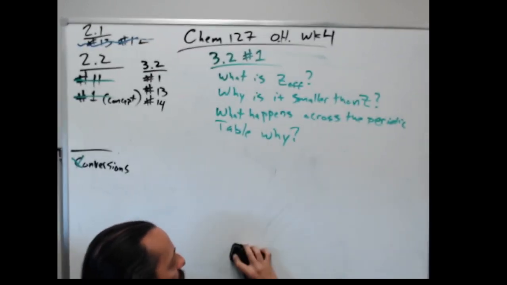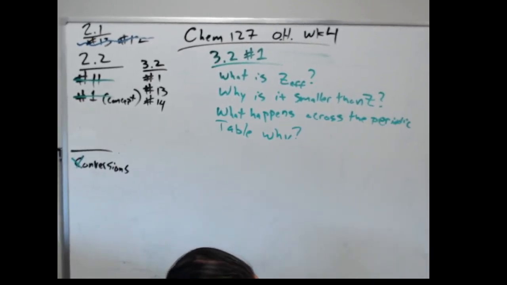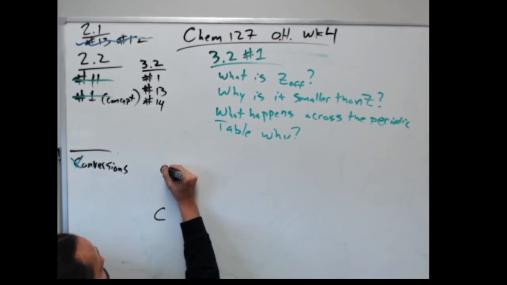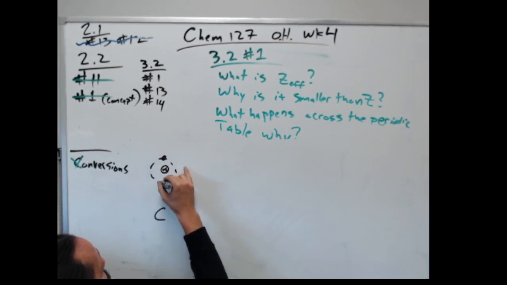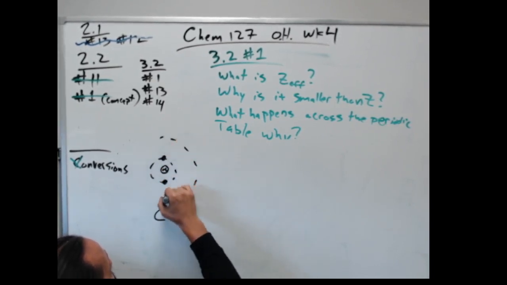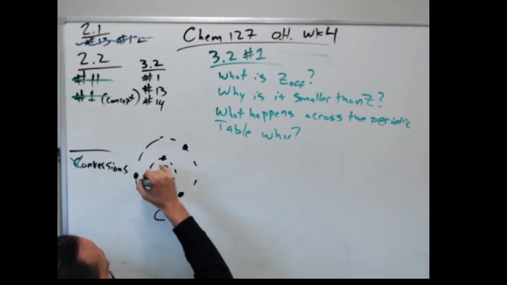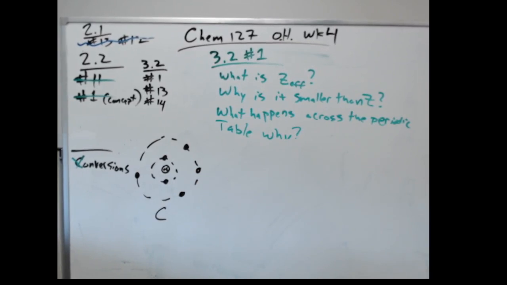I'm going to draw carbon, nitrogen, and oxygen so we can understand what happens as we go across the periodic table. So here's carbon. I've got my +6 in the middle. I've got my n=1 with 2 electrons. Then I've got my n=2, which has the s and the p electrons in it. Technically, we draw those as different orbitals and different subshells, but I'm just doing it as shells right now.